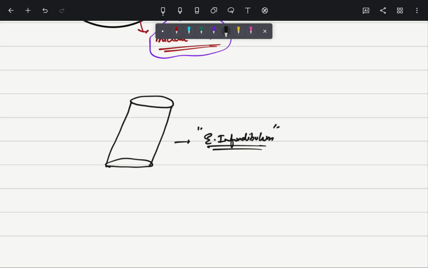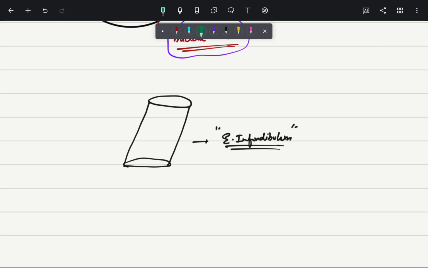Now what are the structures draining here? That is the important thing. Structures draining are your frontal sinus, your ethmoidal sinus, and your maxillary sinus. Okay, so in the ethmoidalis infundibulum part, these are the three sinuses that are going to drain here.